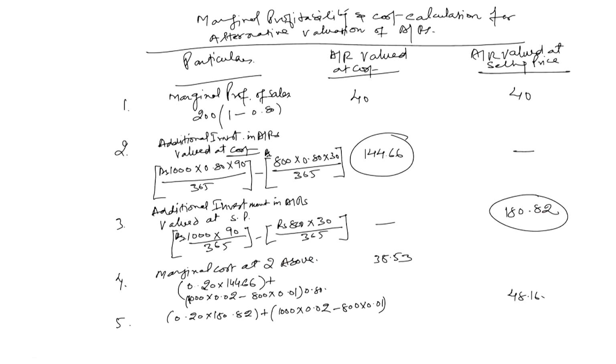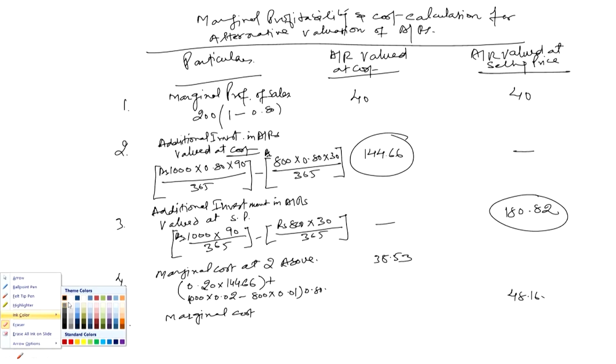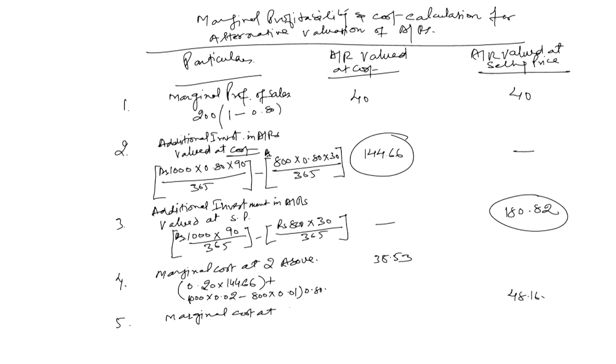The marginal cost at 2 is how much? That marginal cost at 2 is here, that is 2, and here you have to write one thing. What we have calculated here is marginal cost. We will write it again here, that it is marginal cost at 3. This is called marginal cost. This is the marginal cost at 3.